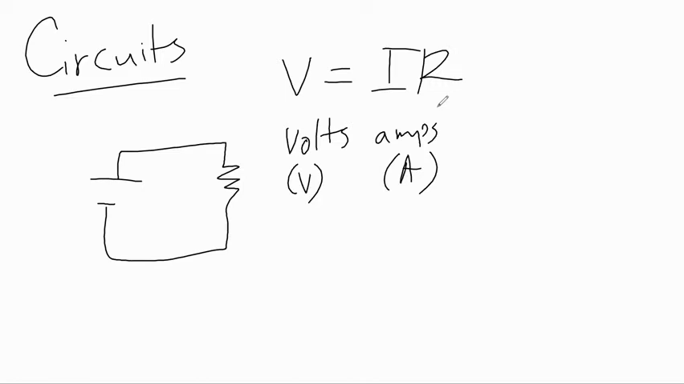The resistance is the amount of traffic or the amount of impedance which these charges have to go through while going through the circuit. So in general, the units are given by ohms, which is given by the capital Greek letter omega.